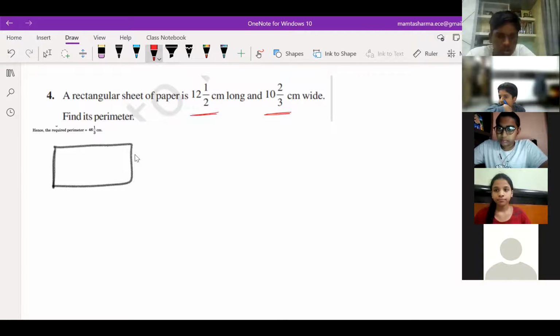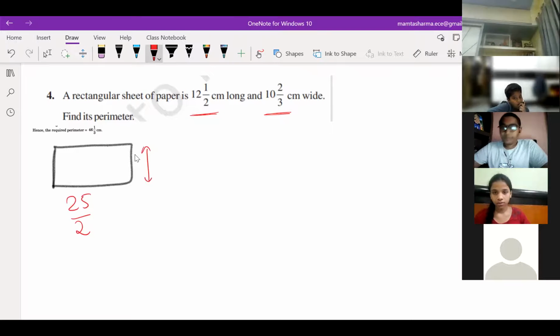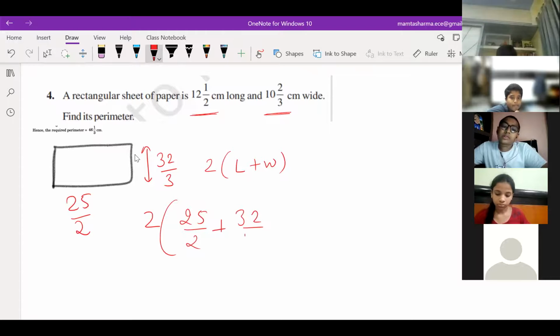The length is 12 1 by 2, that is 25 by 2. And this is 32 by 3. Now what do you have to do? The perimeter formula is 2 into (length plus width). Length is 25 by 2. Width is 32 by 3.